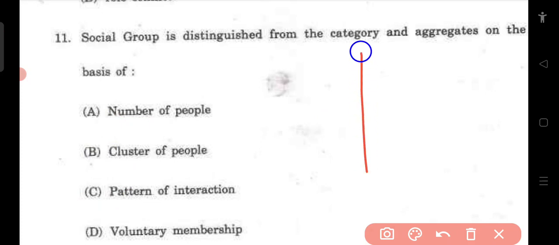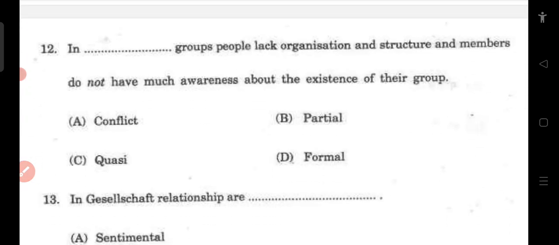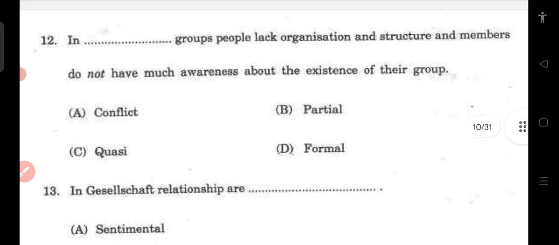Question 12 is asking: in dash group, people lack organization and structure, and members do not have much awareness about the existence of their group. Conflict, partial, quasi, formal. In a conflict group, there is a clear indication that they are a particular group in opposition to another group. But here they do not have much awareness about the existence of their group. So it should be quasi group.